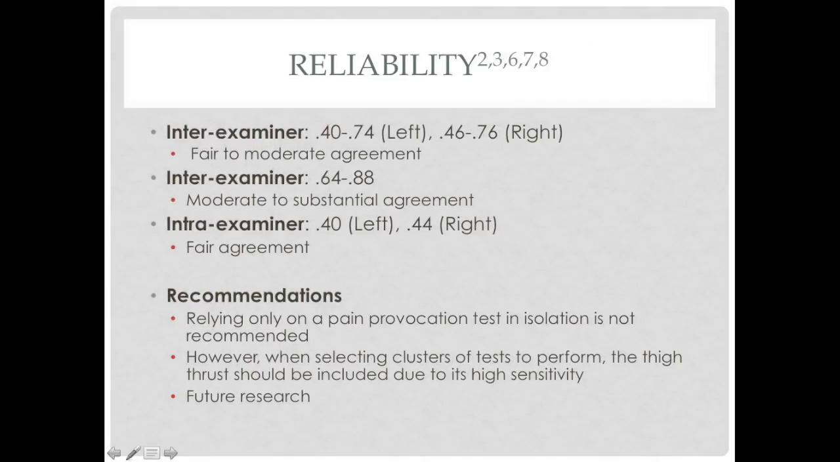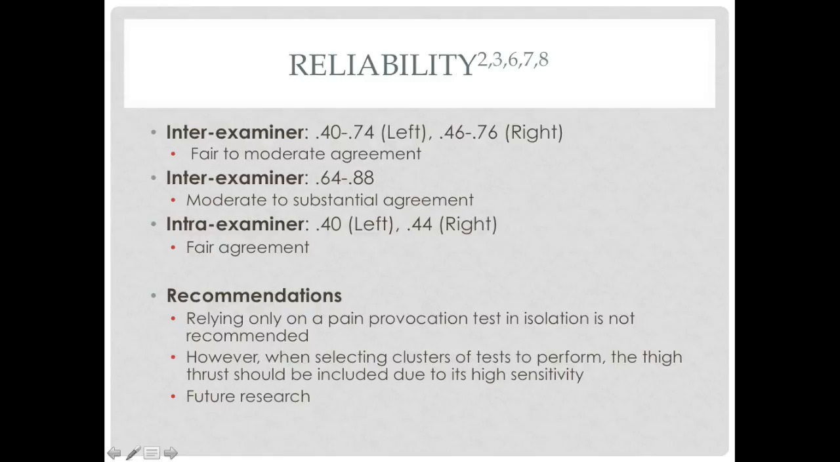Now, onto the reliability. Studies which looked at the inter-examiner reliability in both the left and right side of the patient found inter-examiner reliability of 0.40 to 0.74 on the left and 0.46 to 0.76 on the right, showing that this agreement was fair to moderate.